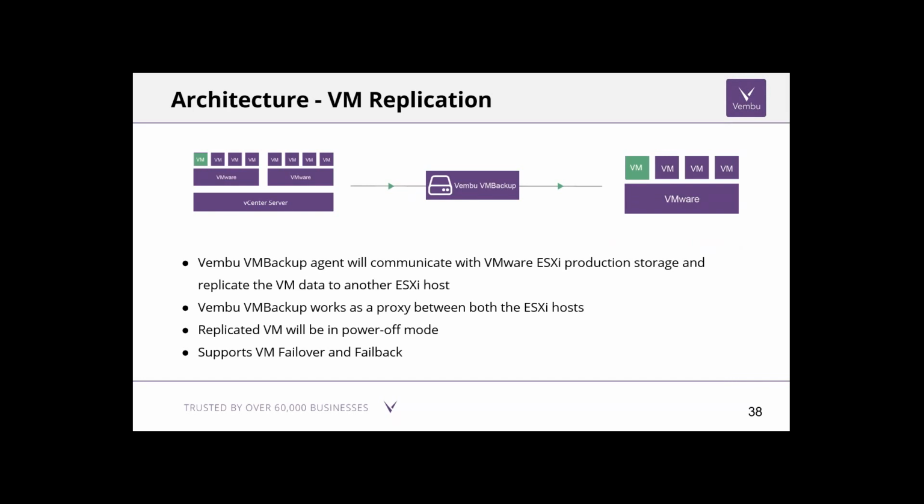So all you need to do is select a VM from a source hypervisor. It may be a vCenter or it may be an ESXi host, and you can replicate them directly to an ESXi host. When the production server actually goes down, you can just instantly put them on your target ESXi host.